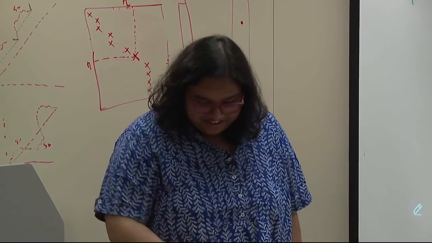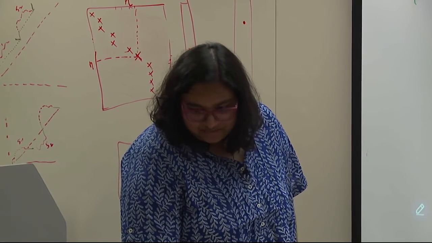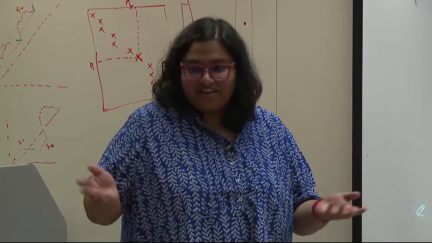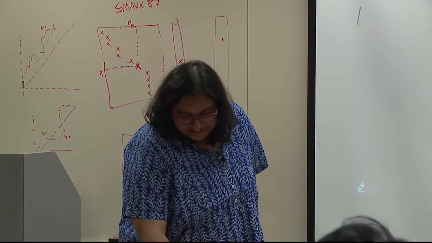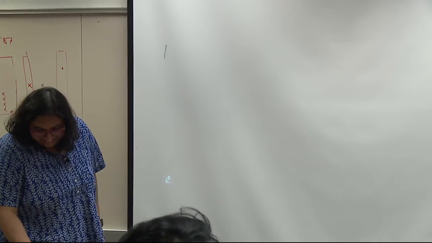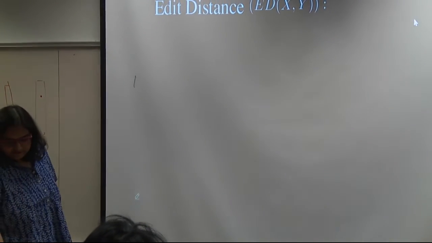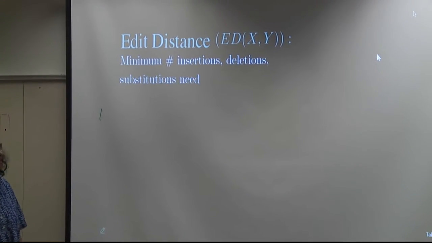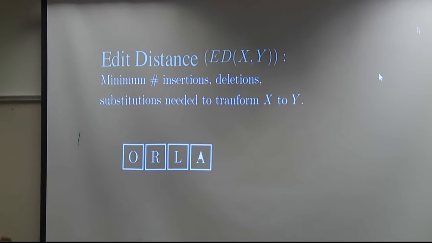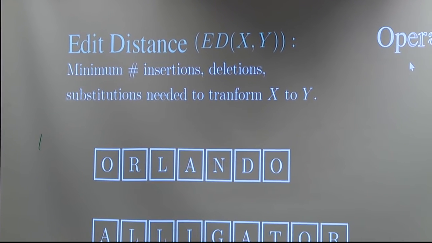I opened the next window to show some animation that I made, but I don't know, you guys are familiar with edit distance by now, but still I made this. So you have two strings x and y, and the edit distance is the minimum number of operations you do. And I have this example from last year.